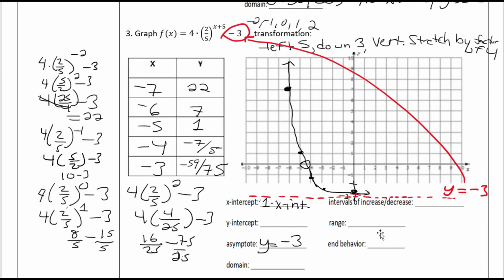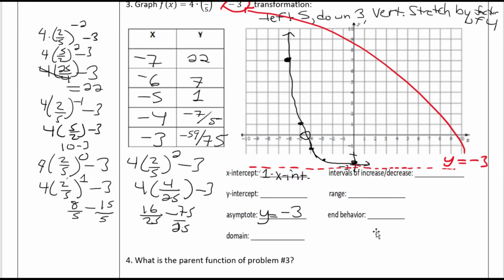All right, so let's plug in 0 for x into the function. If we plug in 0, we get 4 times 2/5 to the 0 plus 5, minus 3. So 0 is x now. So we got 4 times 2/5 to the 5th, minus 3. So 2 to the 5th is 32, so this is 4 times 32.